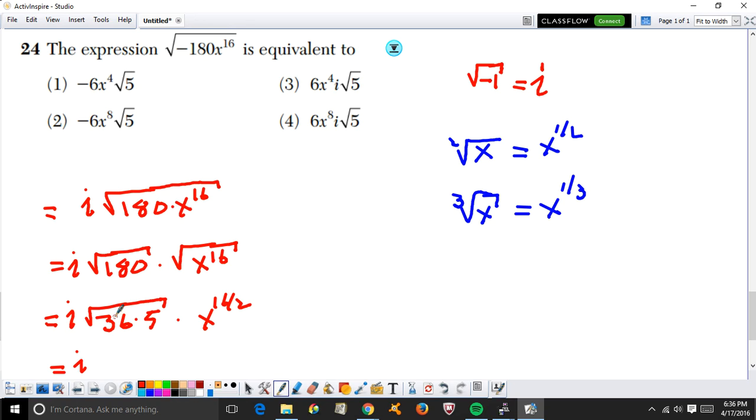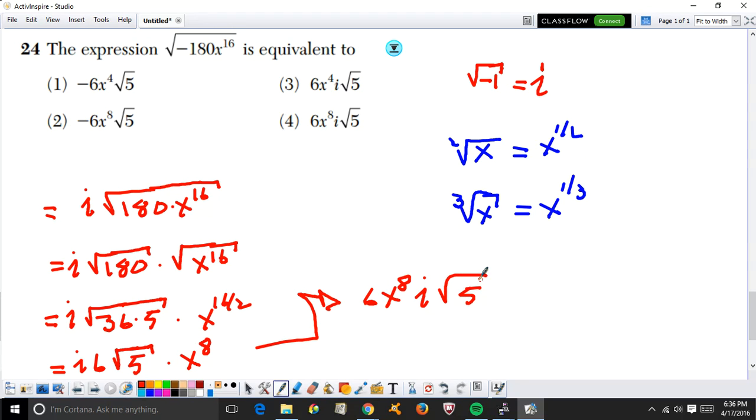So now we have i times the square root of 36, which is 6, remaining 5 inside, times x to the 16 divided by 2, that's 8. Let's just rewrite our expression. We have 6 x to the 8 i square root of 5, which we see our correct option is number 4.